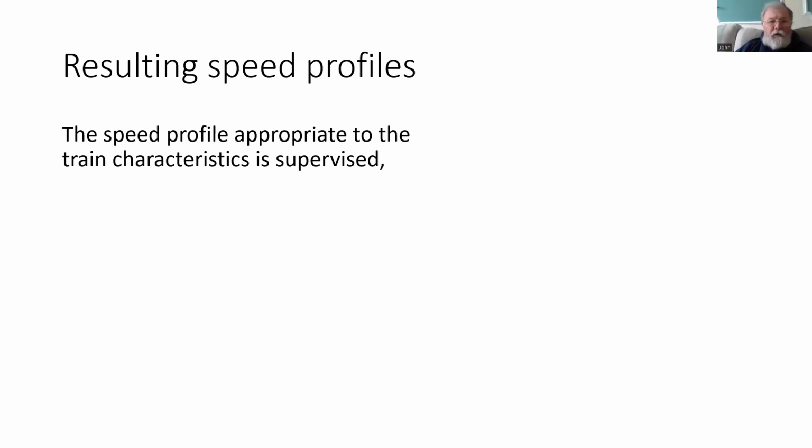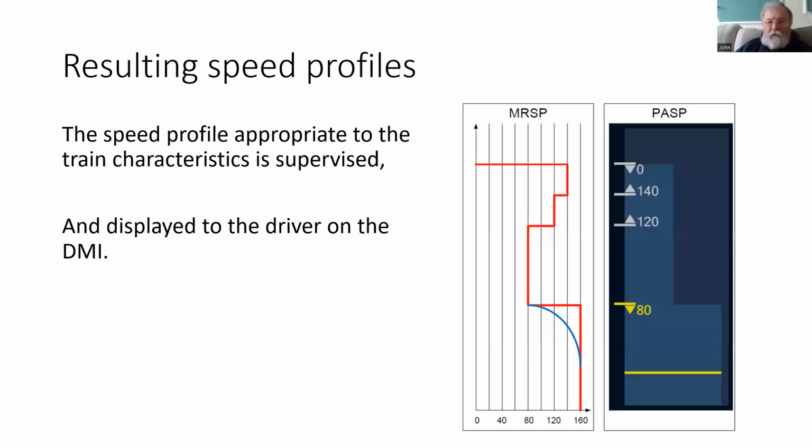So what are these speed profiles used for? Well, the speed profile that we have generated is used to supervise the train. And of course, it's also displayed to the driver on the DMI. The speed profile on the left, which is inverted and twisted, is used to generate the planning area information of the speed that the train can travel.